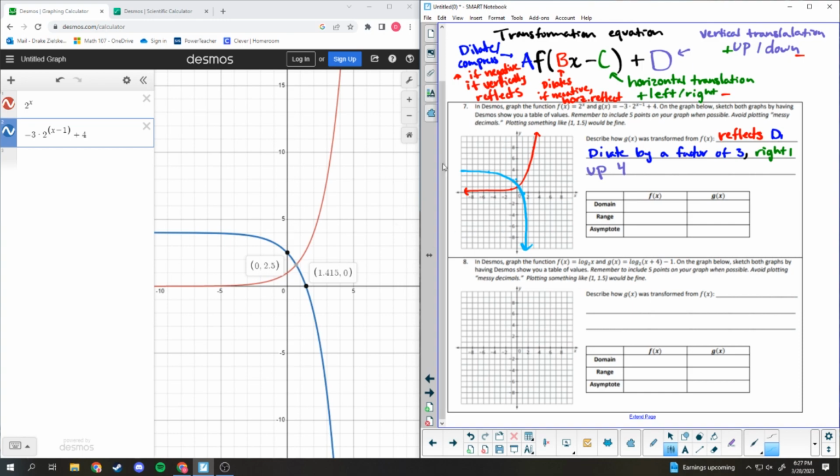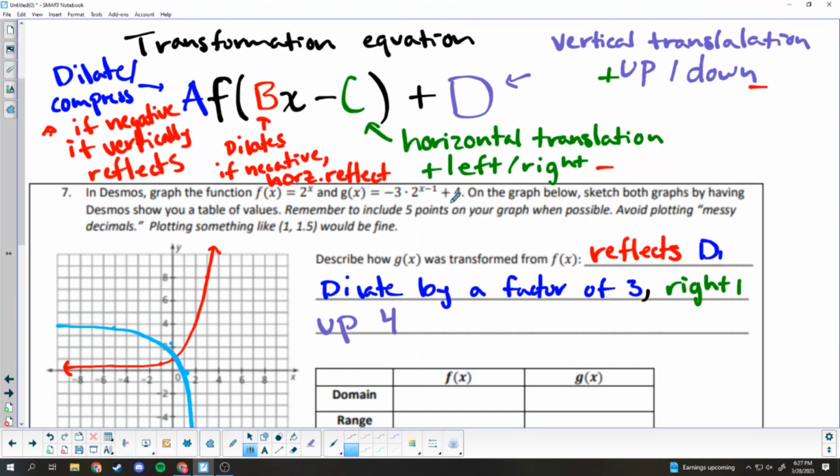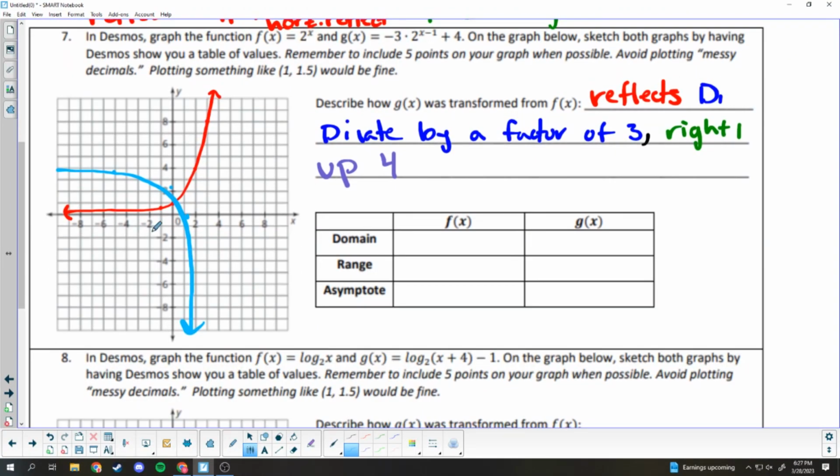So those are what you would graph, right? That's what you would plug in or write in, right? You don't have to do it in 2 separate colors. You just need the parent function, the original, and then based on Desmos, find some points, plot those, and then tell me what it does, okay?